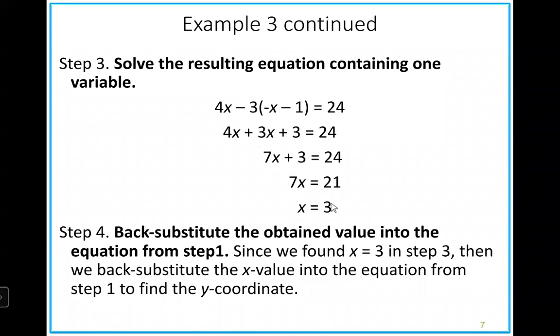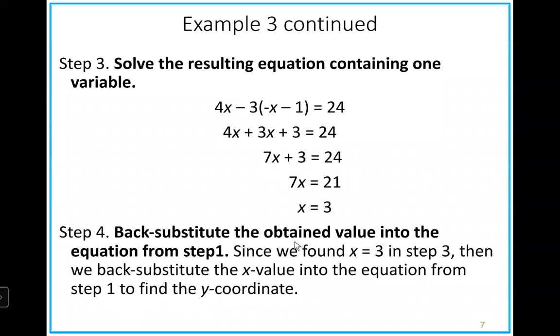So now, because we were able to substitute the value for y in this, we end up with one variable. We solve for that variable. Now, since we know x is equal to 3, we can substitute that 3 into basically any of the equations to find what y is.